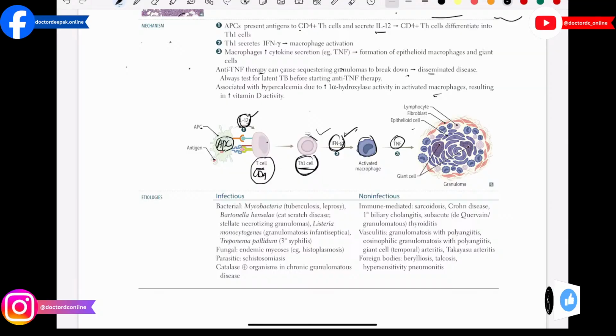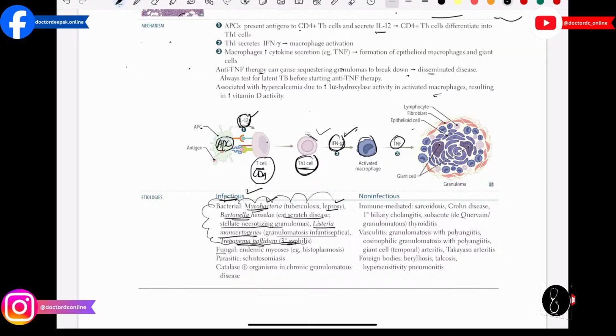First of all, we have the infectious causes. If you have an infection of Mycobacterium tuberculosis or Mycobacterium leprae, you will get the granuloma. Then if you have Bartonella henselae, which causes cat scratch disease, it leads to the formation of stellate necrotizing granuloma. Then if you have Listeria monocytogenes infection, that leads to granulomatosis infantiseptica. Basically, this is also an infection caused by Listeria monocytogenes. Then if you have Treponema pallidum, secondary syphilis. So all these are the infectious causes of granuloma formation. So these are the bacterial causes.